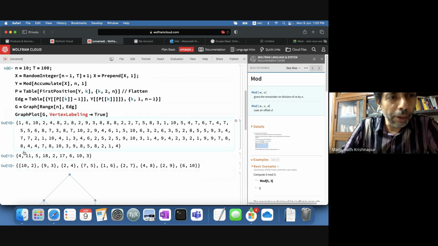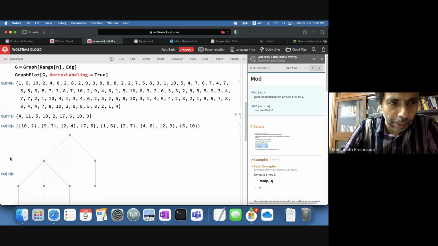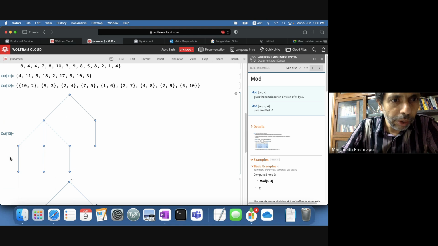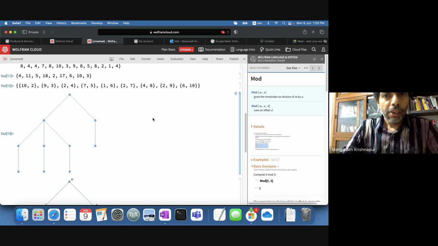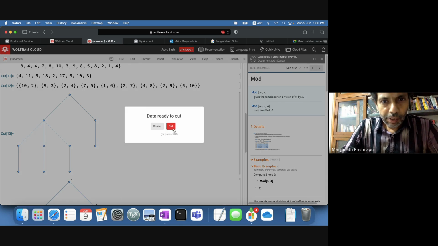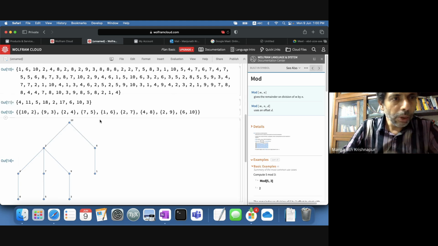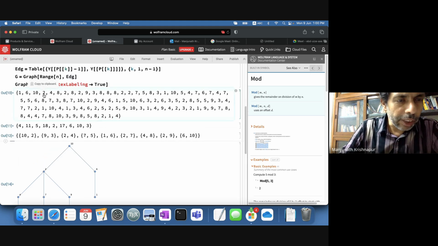And what we have to see is the Aldous-Broder algorithm, I'll describe in words. Look at the first time any vertex is visited, except 1. 1 is visited the very first time. So you have to look at the first time vertex 2 is visited. Vertex 2 is visited via vertex 10. Okay, so 10 to 2.